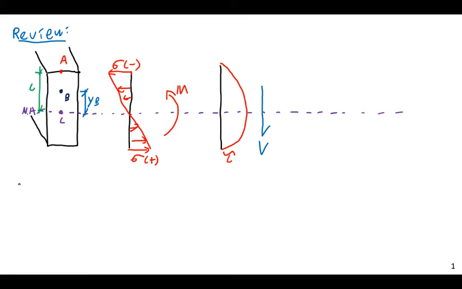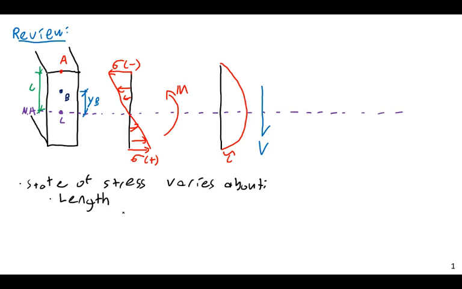So, state of stress. Basically the state of stress varies about the length of the beam. This is what we know from statics. Obviously, the shear and bending moment vary across the length of the beam. So if the shear and bending moment are changing, the state of stress is obviously going to be changing. So that's fairly obvious. But they also vary across the cross-section. So different locations in the cross-section will have different states of stress.